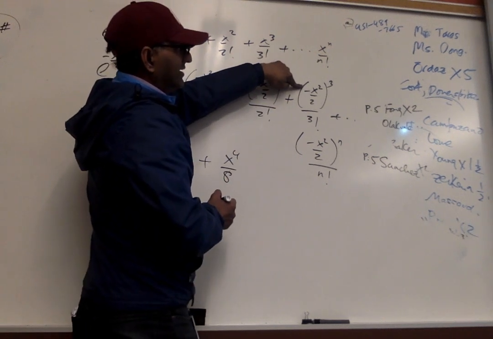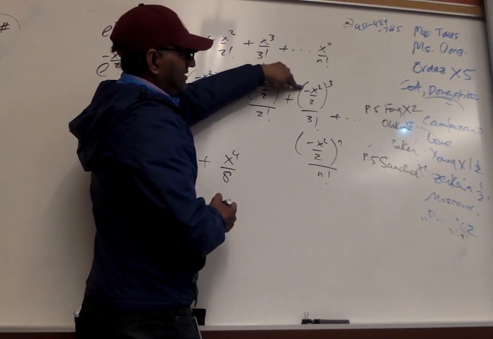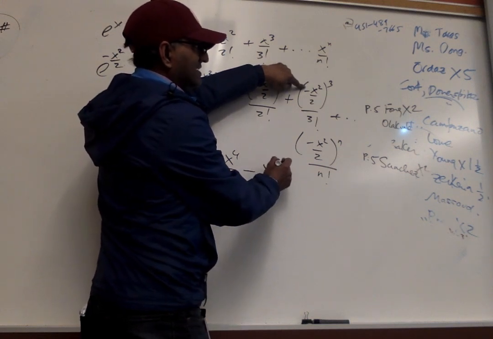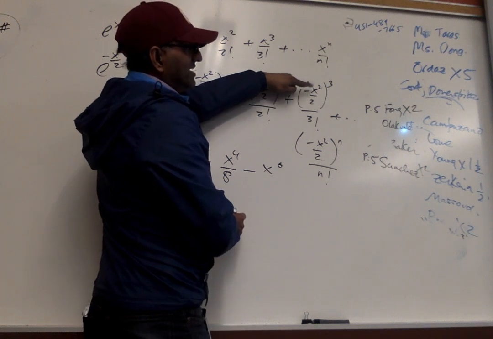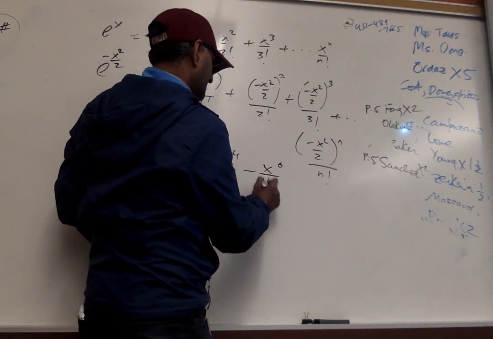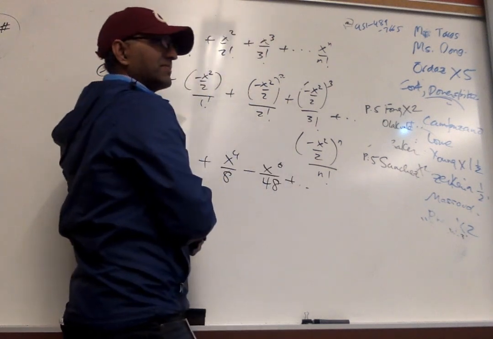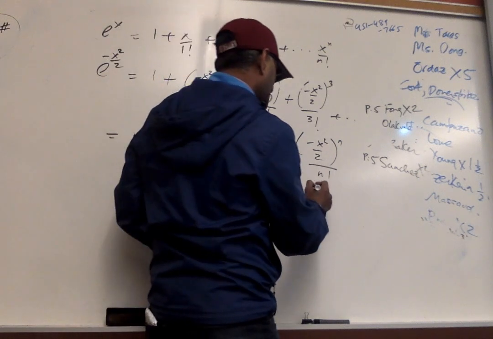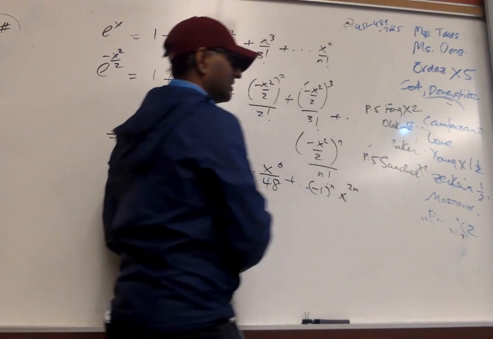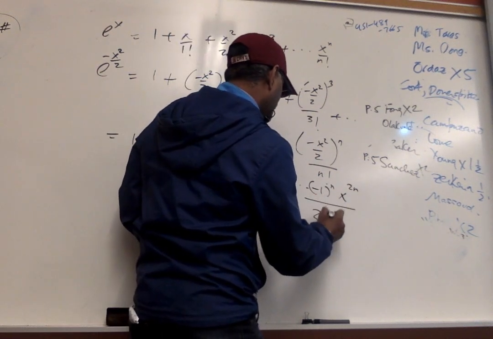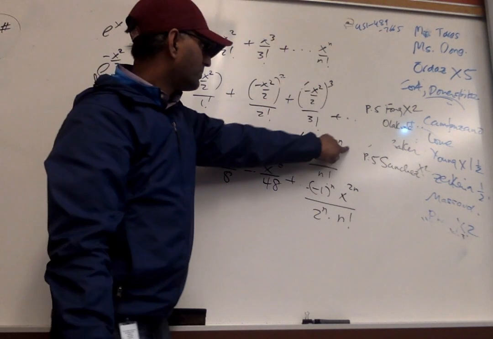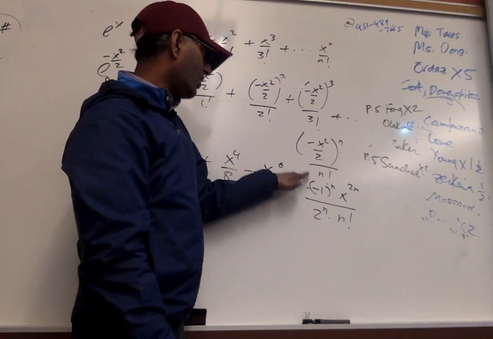What's negative cubed going to be? You're taking way too long. Negative x to the power of 6. What's 2 cubed? What's 1/8 divided by 6? 48. Plus dot dot dot. Now observe how we write the last guy. Is that negative 1 to the power of n? Is that x to the power of 2n? Over 2 to the power of n times n factorial. Observe how that was written. Again, negative 1 to the power of n, x to the power of 2n, over 2 to the power of n, n factorial.